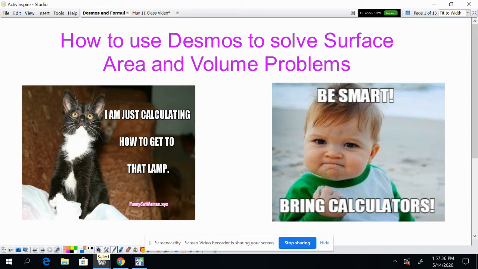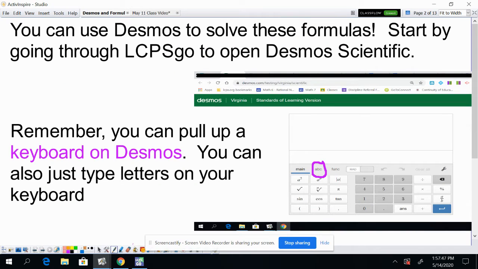Hi, I'm going to quickly tell you how to use Desmos to solve the surface area and volume problems that we're doing this week. I think you're going to find out that Desmos is a great help. First, remember you can use Desmos, but start by going through LCPS and Go to open Desmos Scientific. Remember, you can pull up a keyboard on Desmos. You can also just type the letters into your keyboard.